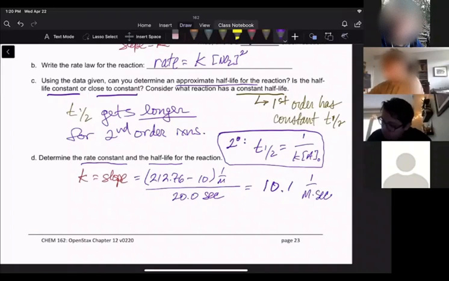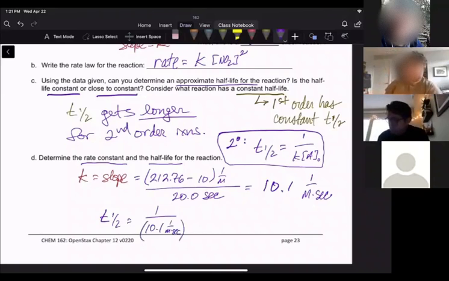And then the half-life. That initial concentration. Yeah, we don't have a lot of digits there. Yeah, I would round to 0.99.